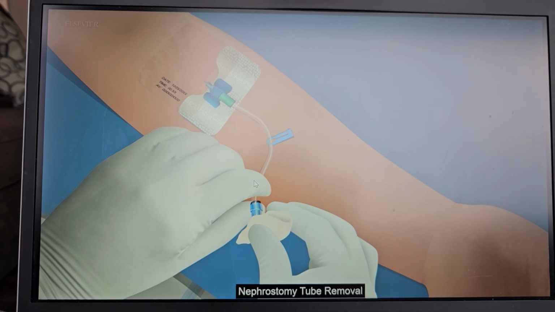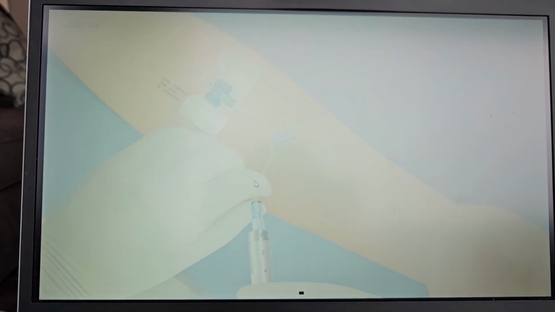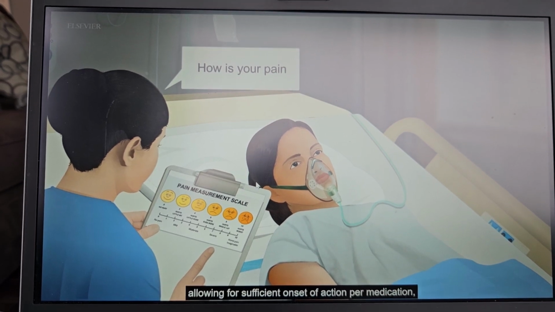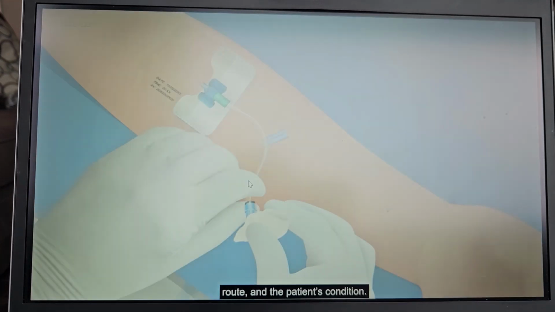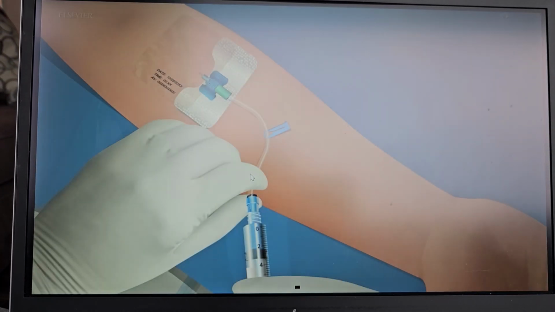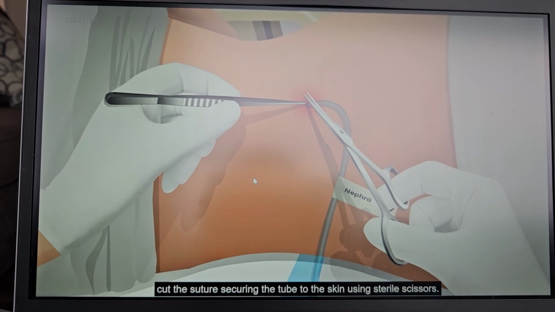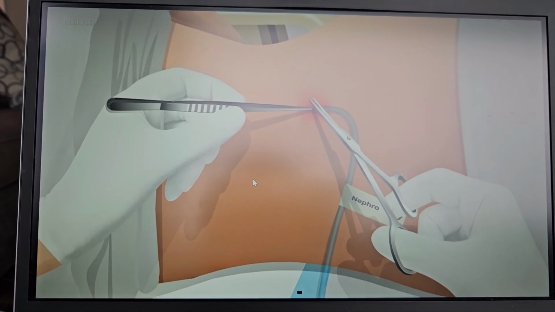Nephrostomy tube removal. Administer pain medication. Reassess the patient's pain status, allowing for sufficient onset of action per medication, route, and the patient's condition. If present, cut the suture securing the tube to the skin using sterile scissors.